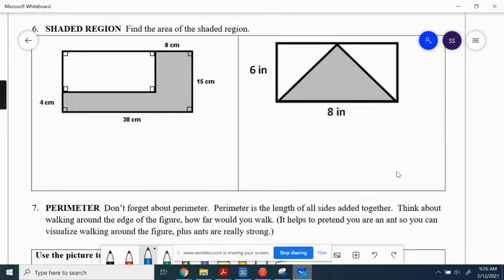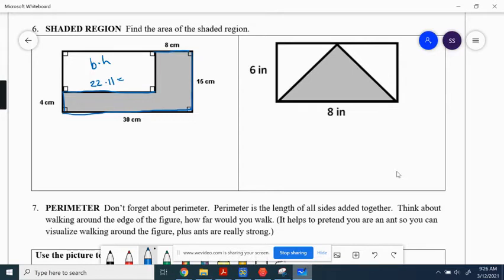So let's see, we have to find base times height. Our base, from here to here, would be 30 minus 8, taking the whole thing and then subtracting off this 8. So that would be 22 for our base, and for our height, we're going to do the same thing, looking at 15 minus 4, and there's your height. So there you go, multiply those out, and then you find your total area of the large rectangle, then subtract out the white, and then you're left with it.